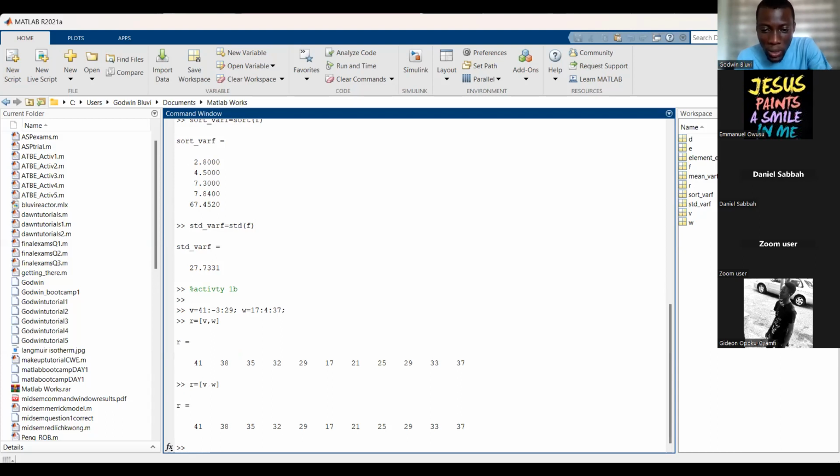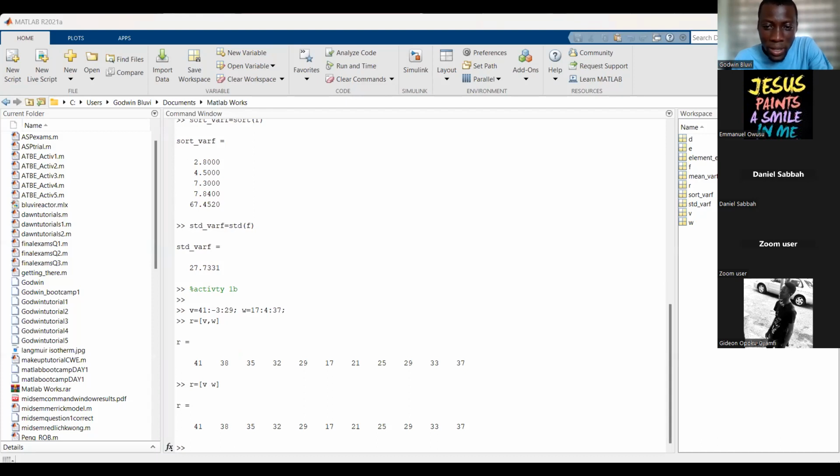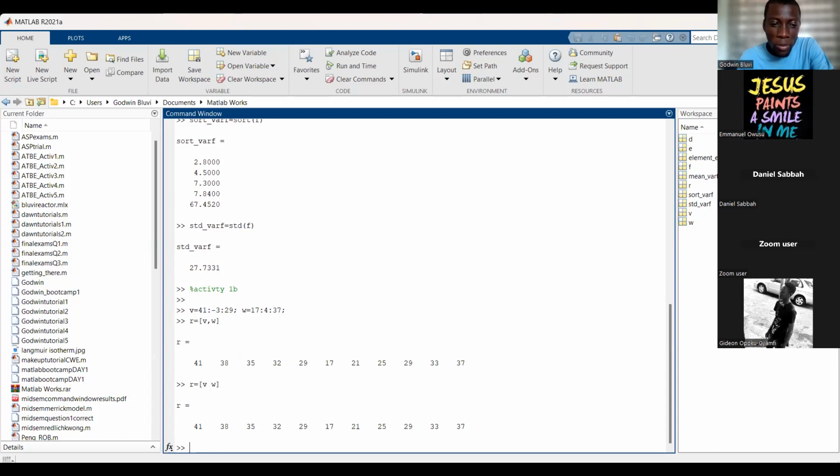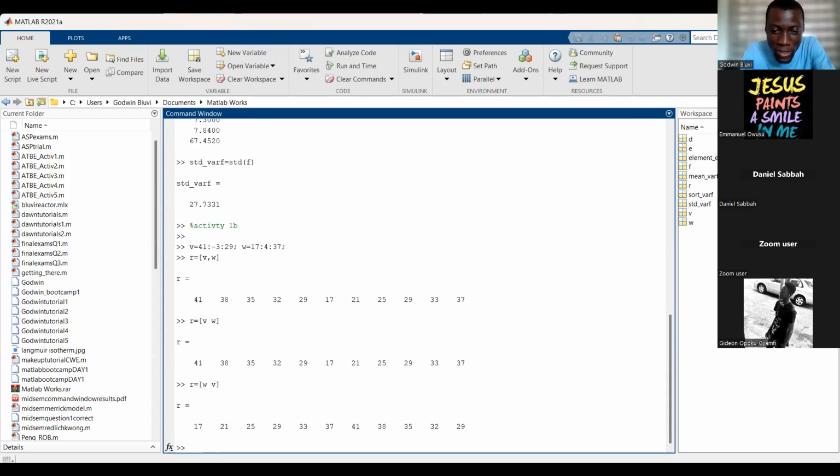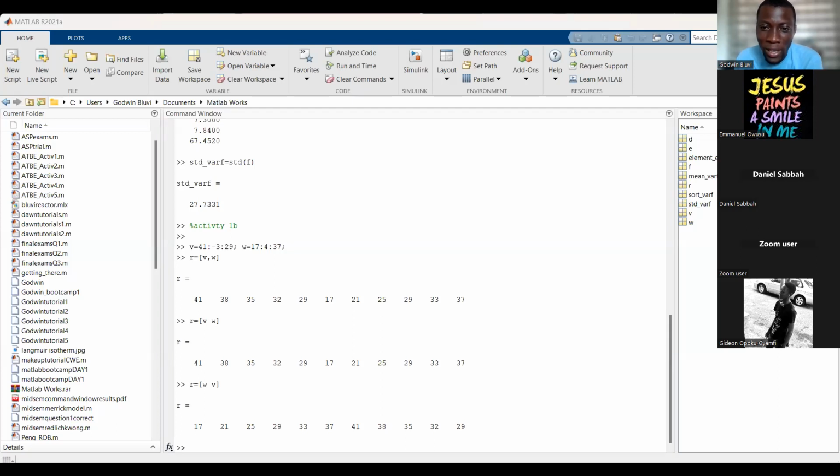Then the next one says create a column vector C that is made from the elements of V followed by the elements of W. Oh, I want to do W followed by V. So R is equal to W followed by V. It's supposed to be this way. So the next one was, create a column vector C that is made from the elements V followed by the elements W.